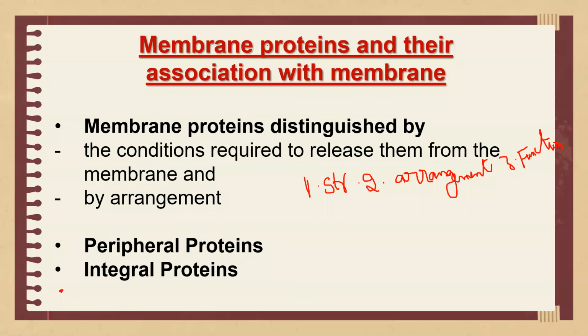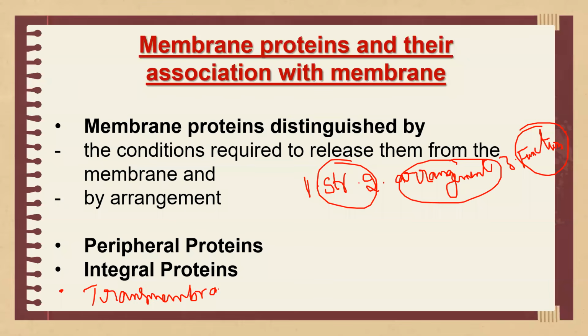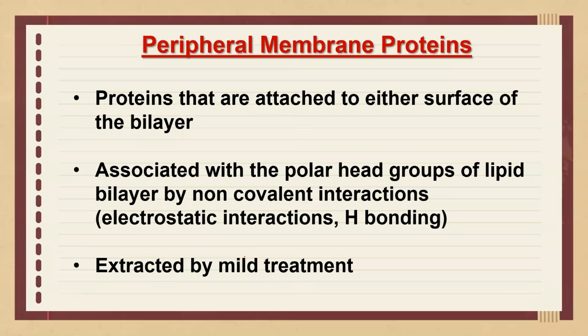So friends, based on the function performed by it, based on their arrangement, based on their structure. What are the three types? Peripheral, integral, transmembrane. 90% of the students will get very much confused between integral protein and a transmembrane protein. Now I will give you the differences and then you have to tell me whether the statements are true or false.